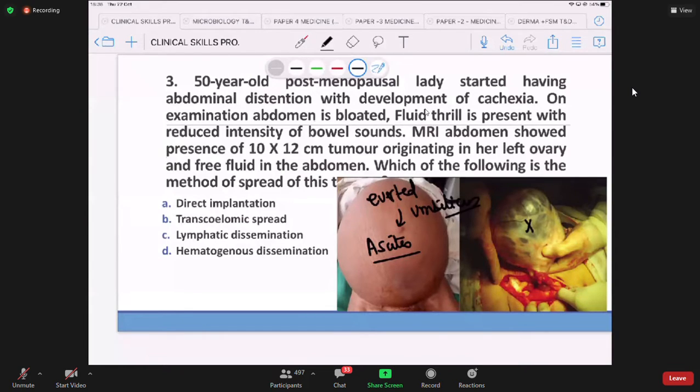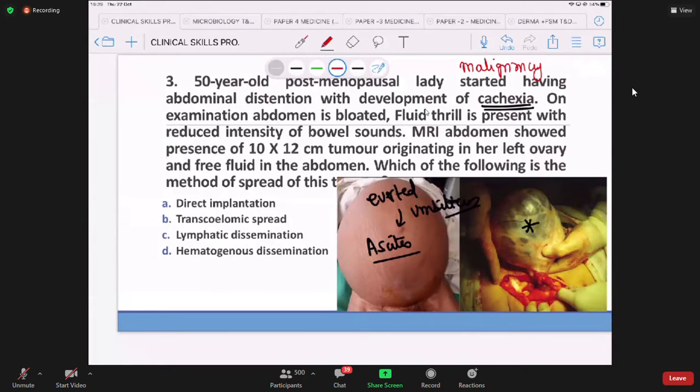Let's read the question quickly. This is a 50-year-old postmenopausal lady who is having abdominal distension with progressive cachexia. Whenever you read the word cachexia, what should strike you? You always have to think in terms of malignancy, because cachexia is a weight loss like 25 kg in, let me say, 2 to 3 months. So this favors the possibility of a cancer.